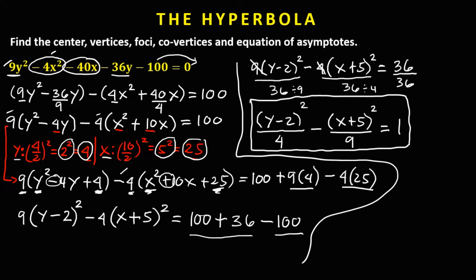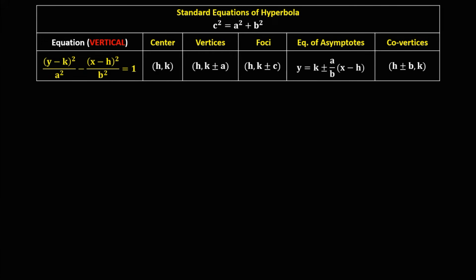Then from this standard equation, we can find now the center, vertices, foci, co-vertices, and the equation of asymptotes. So since from this given, x squared is negative, therefore this hyperbola is a vertical hyperbola. And these are now the formulas for the vertical hyperbola.